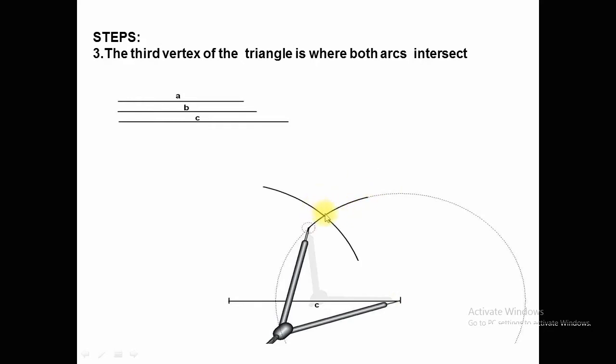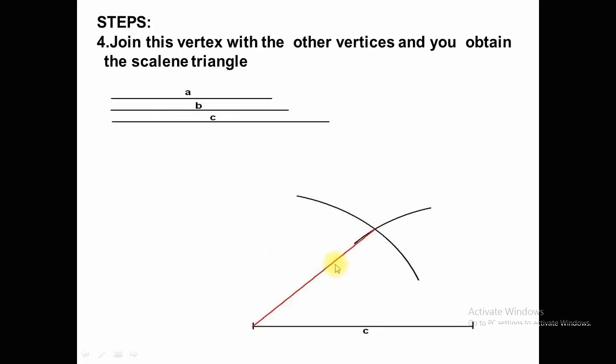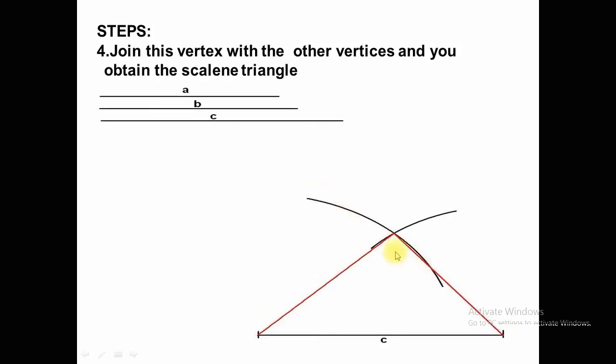These two arcs intersect each other at this point. The third vertex of the triangle is where both arcs intersect. So this is the third vertex of the scalene triangle. So now at the end, join this point to this end point. You see over here, join this vertex with the other vertices at this vertex A and this vertex B. So join this vertex to this end point, and then join this vertex to this end point, and this is the required scalene triangle.